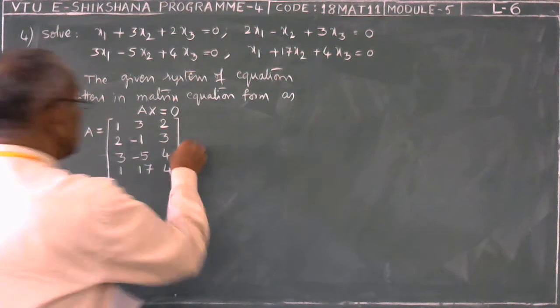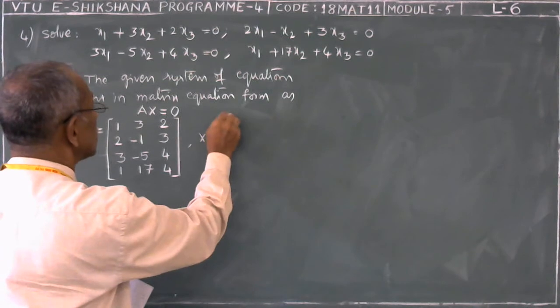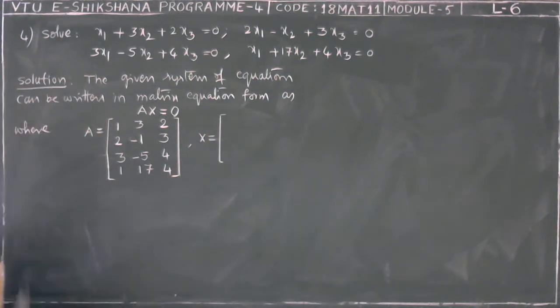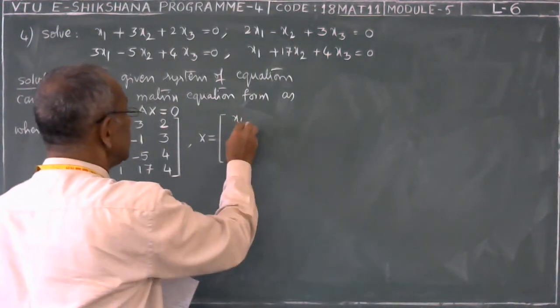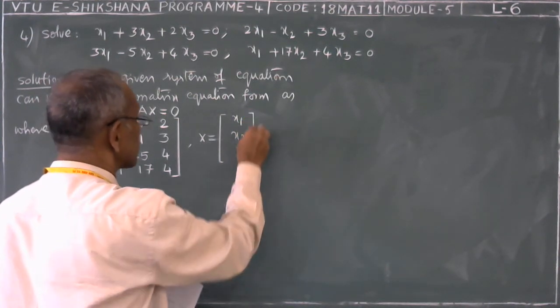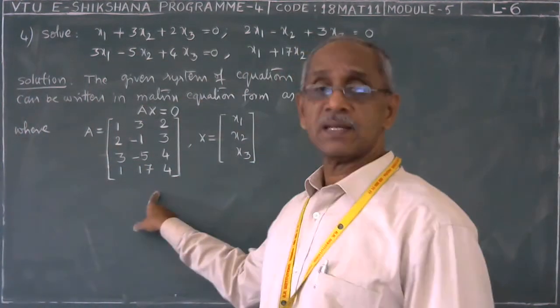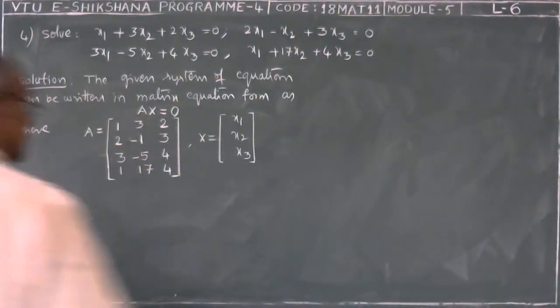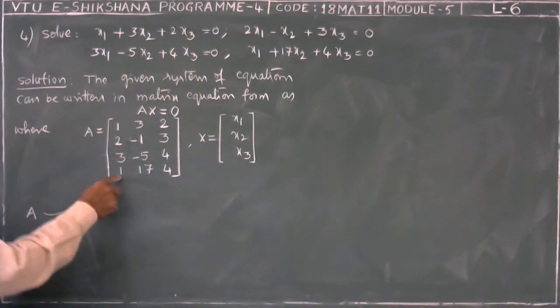Okay. Then X is the column matrix of unknowns. There are three unknowns, X1, X2, and X3. Now let us reduce this coefficient matrix A to its echelon form and continue. So A is equivalent to, I have to make these three elements 0.